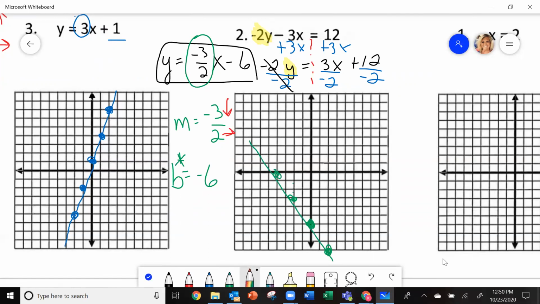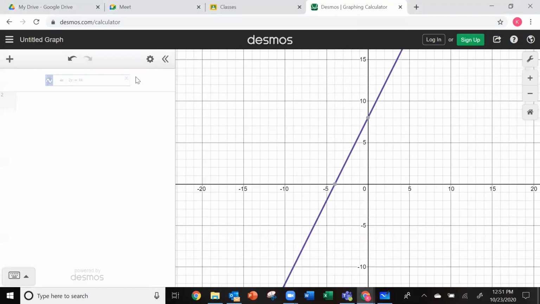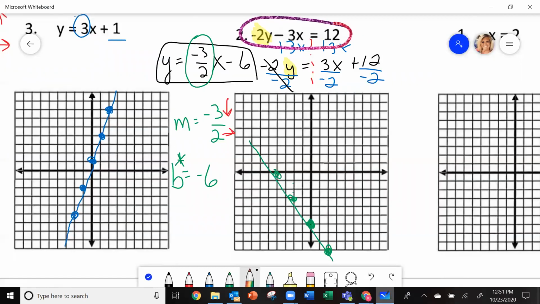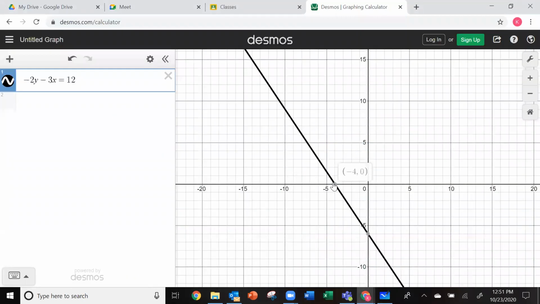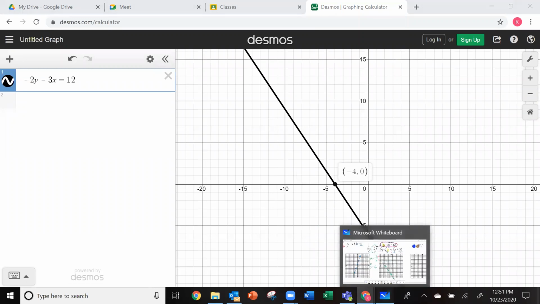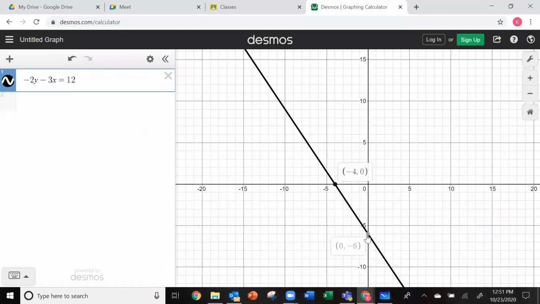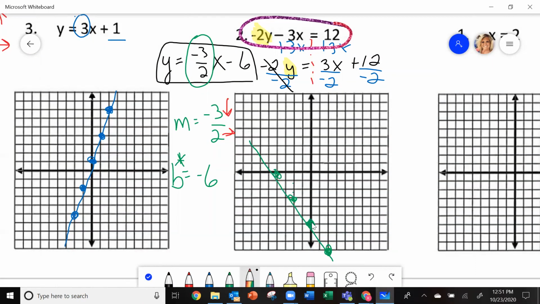Now, go into the calculator, put the original equation in there. Negative 2y minus 3x. So click inside, negative 2y minus 3x, I think, equals 12. Let me make sure I did that right. Negative 2y minus 3x equals 12. Yes. My x-intercept should be negative 4, 0. 1, 2, 3, 4. That's where the dot is. My line wasn't very good. And then I have 0, negative 6, which is where I started. That's what you should have gotten.